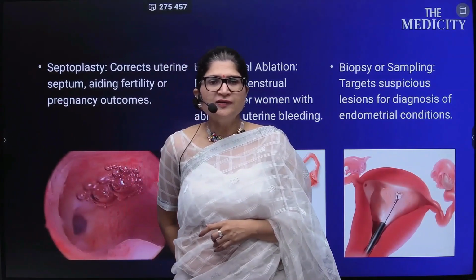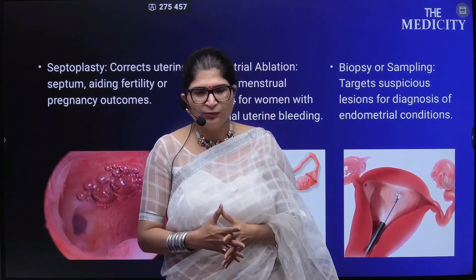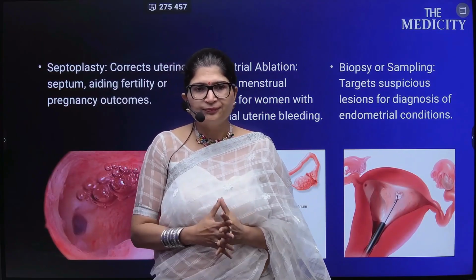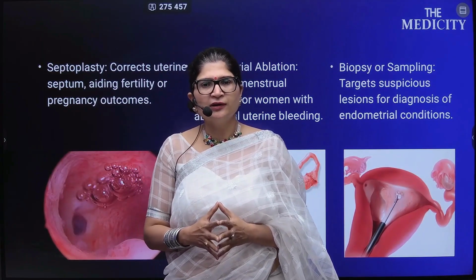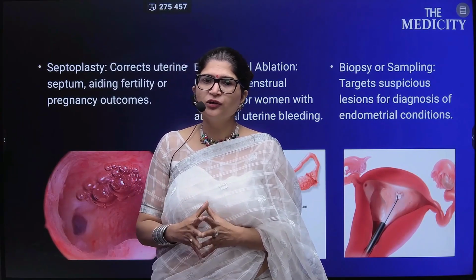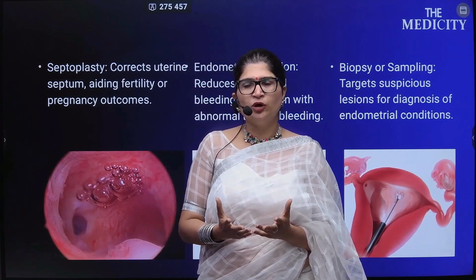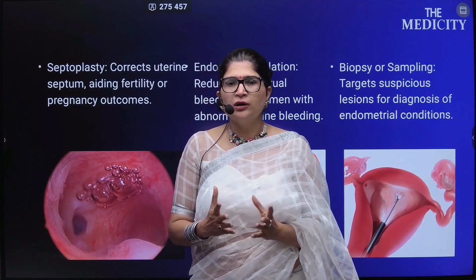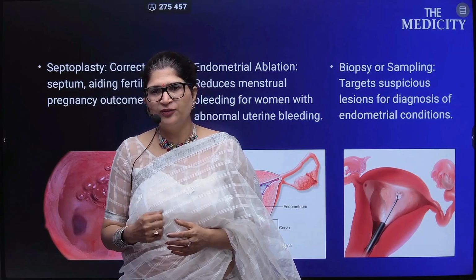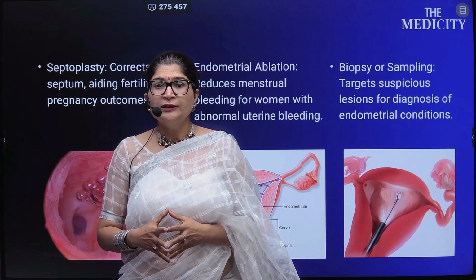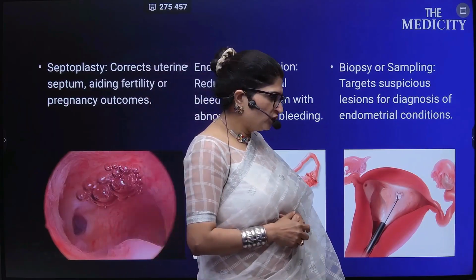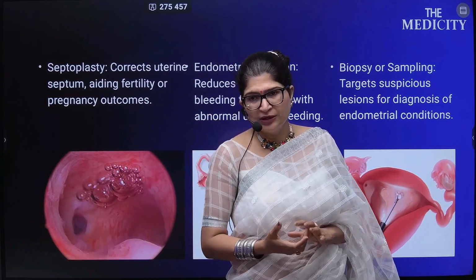Now, for septum correction, septoplasty surgery can be attempted even with the help of the hysteroscope, and it aids in fertility and pregnancy outcomes. We can even try endometrial ablation, which reduces the menstrual bleeding for women with abnormal uterine bleeding. So, ablation can be tried in those patients, and even for taking biopsies or sampling of the tissue, the suspicious target tissue is taken up with the help of the hysteroscope, and various endometrial conditions are diagnosed.